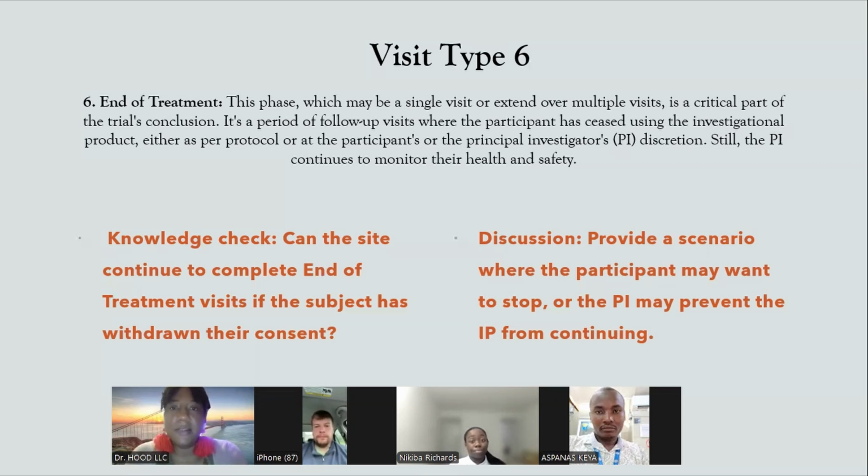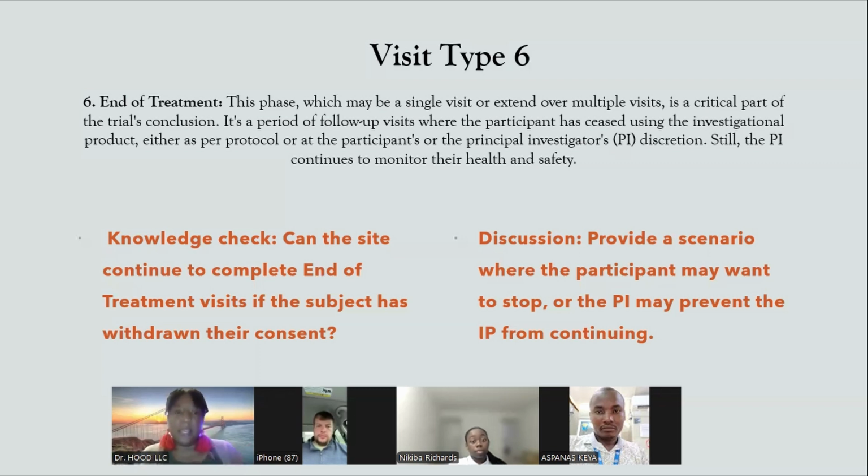Okay, visit types. We've got the end of treatment. This phase, which may be a single visit or extended over multiple visits, is a critical part of the trial's conclusion. It's a period of follow-up visits where the participant has ceased using the investigational product, either as per protocol or at the participant's or principal investigator's discretion. Still, the PI continues to monitor the participant's health and safety. So we have 2 scenarios here.